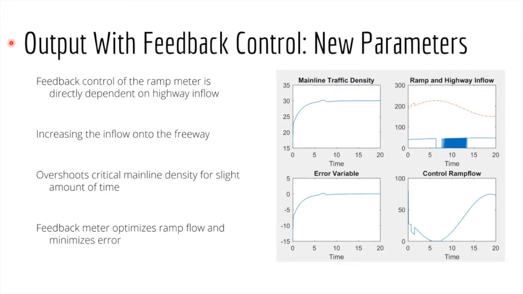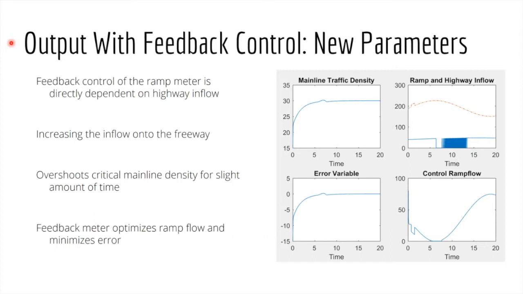Output with feedback control, new parameters. Since the ramp inflow is directly dependent on the mainline inflow, we can take a look at the effects of heavier traffic on the main line. This scenario could be created during times of abnormal traffic patterns, such as a large sporting event, holiday weekends, or alternate highway systems being closed due to construction or accidents.